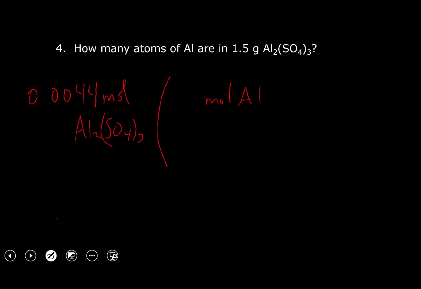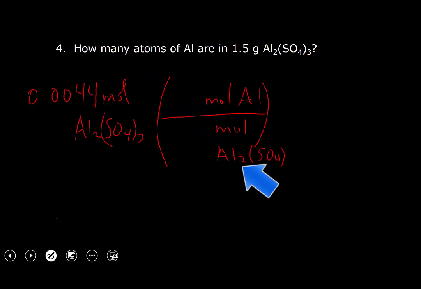Because when we're at moles of one compound, we need to go to moles of a different compound if we're trying to get to that different compound. Whatever units are on the upper left, which is moles of aluminum sulfate, we're going to put on the lower right. So moles of Al2(SO4)3 go right here. A mole-mole ratio is usually a chemical equation, but we don't have a chemical equation here. We just have a compound, and we're looking for a specific element in that compound. So for every 1 mole of Al2(SO4)3, we have 2 moles of aluminum.